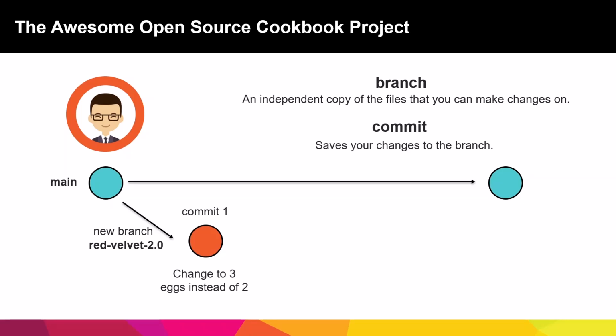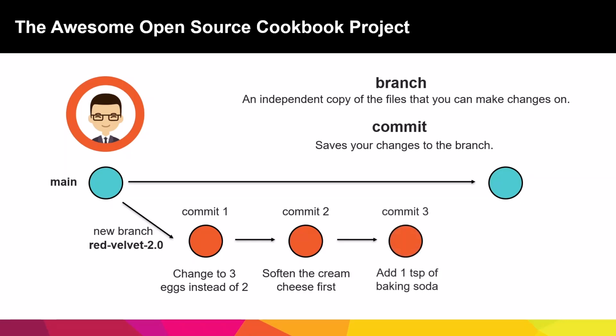A commit is when you save your changes to the branch. So now that he has saved that change, he keeps working, and he realizes that the recipe works better if you soften the cream cheese first. So he makes that change to the recipe and commits that. Now that that's saved, he keeps working and discovers that if you add 1 teaspoon of baking soda, that also makes the recipe better. So he makes that important change and commits it. Now he thinks the recipe is done and he wants to push it up to the main branch.